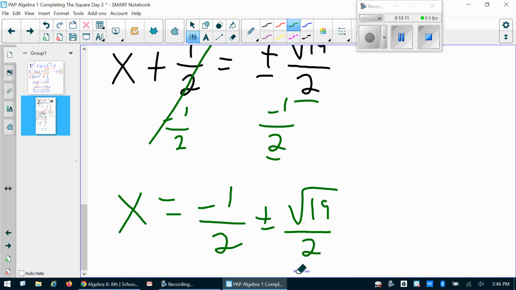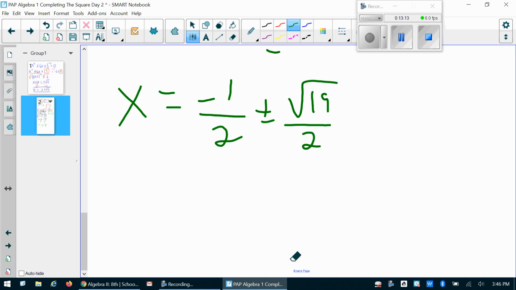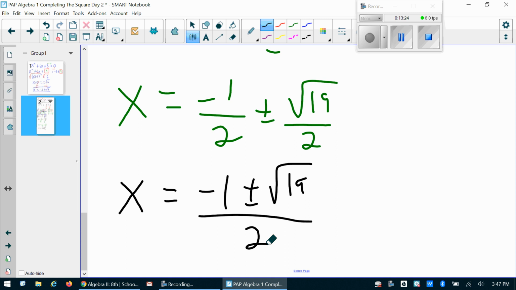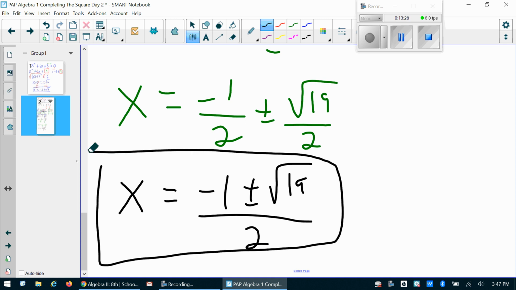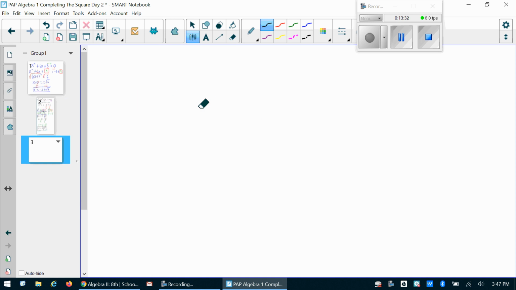Okay. If you want to rewrite this one step further, I'm sure you notice that we have common denominators. Final answer can be written as negative 1 plus or minus root 19, all divided by 2, and that will work. Okay, so that is example 1. Example 2.